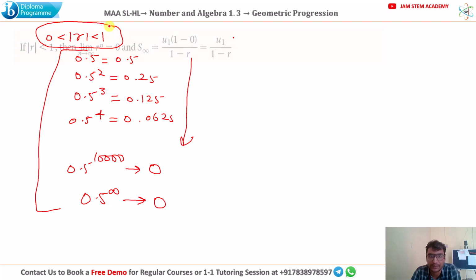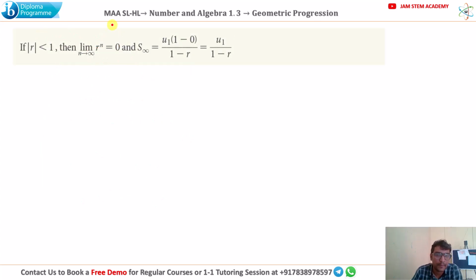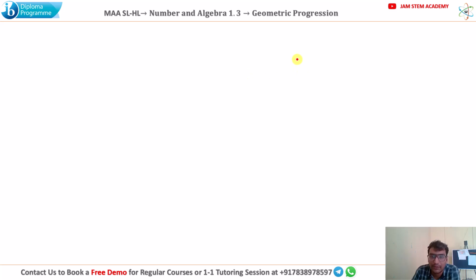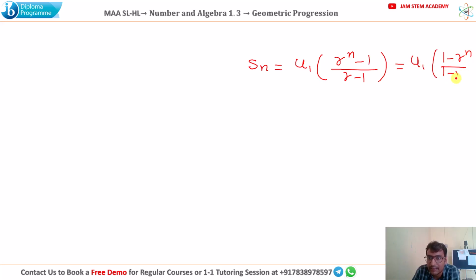This is the condition. So for example, we have to find the sum of infinite terms. What is the formula for that? We have already seen the formula for the sum of n terms is Sn equal to u1 times r raised to the power n minus 1 upon r minus 1, or u1 times 1 minus r to the power n divided by 1 minus r.